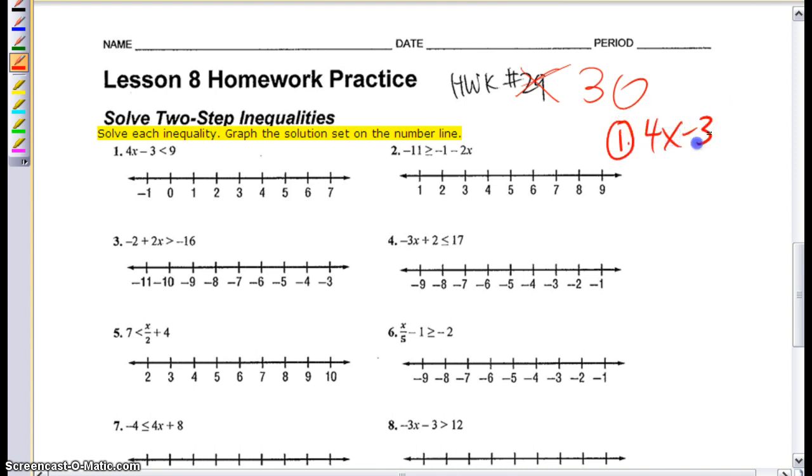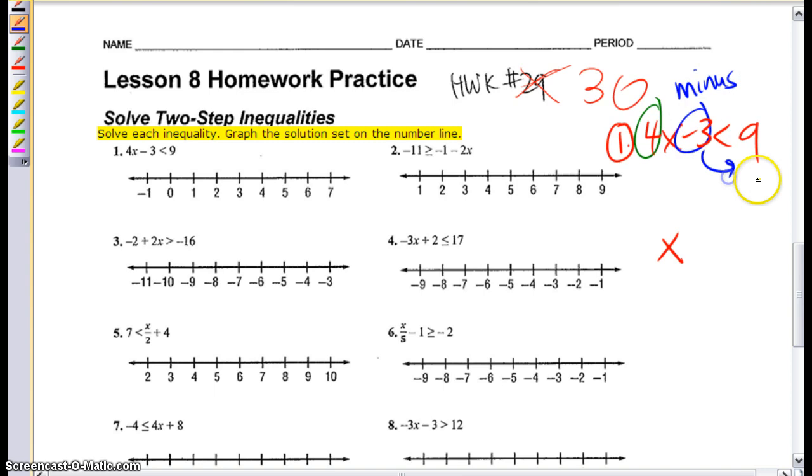4x minus 3 is less than 9. This is a two-step inequality, so I want to isolate x, so I need to undo the 4, and I also need to undo the minus 3. So I want to do that first. If it's a minus 3, if I move the 3 over, I want to add 3. So 9 plus 3 is 12. So I still have 4x is less than 12.